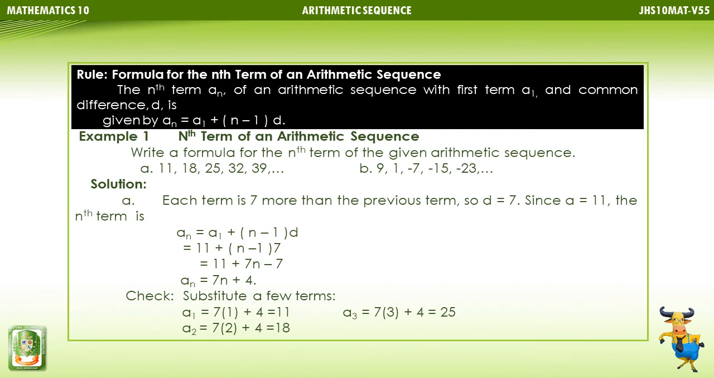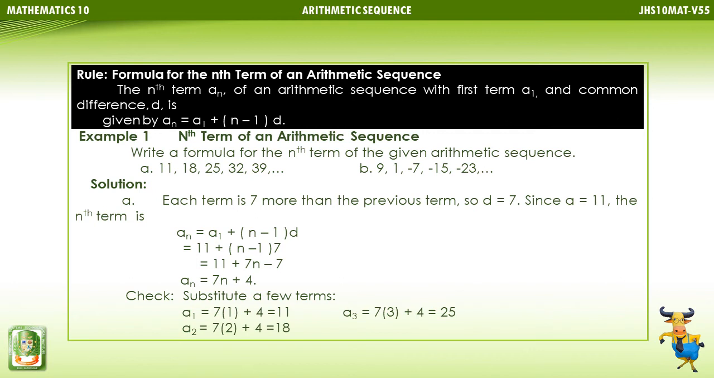Example 1. Nth term of an arithmetic sequence. Write the formula for the nth term of the given arithmetic sequence. A: 11, 18, 25, 32, 39. B: 9, 1, negative 7, negative 15, negative 23. Solution. A. Each term is 7 more than the previous term, so d equals 7.